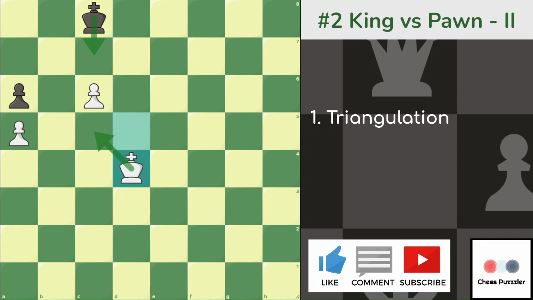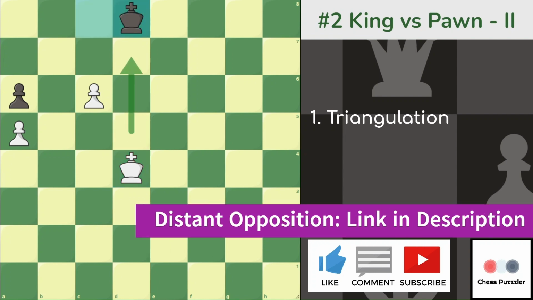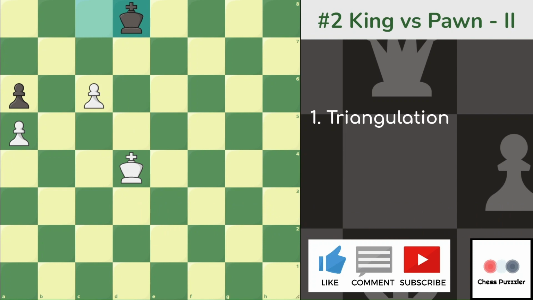So now black has very limited options. The best option that it can play is having distant opposition. I hope you remember what distant opposition means. And moving to king d8. White will continue with king c4, coming closer to c5, and therefore b6. Black will play king c8, and now we play king d5.